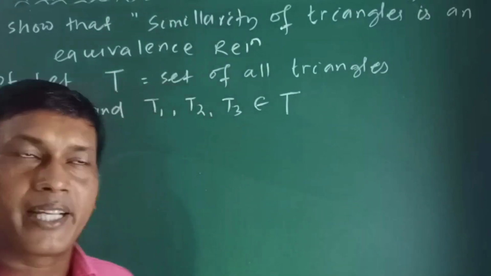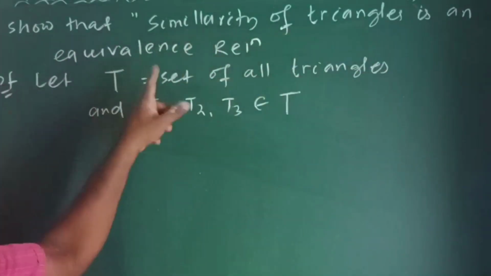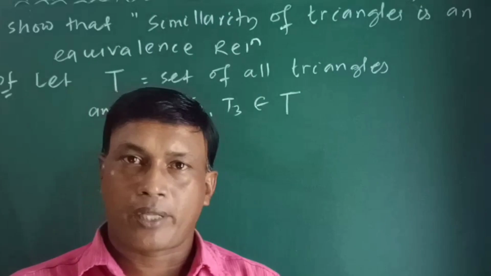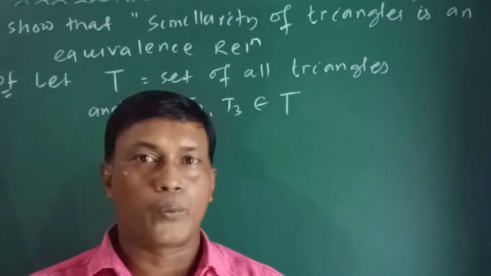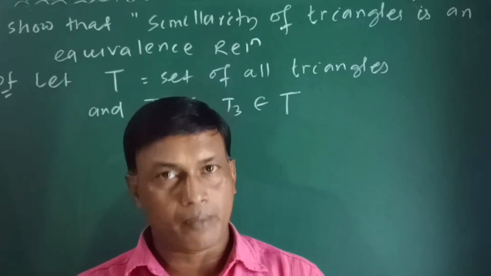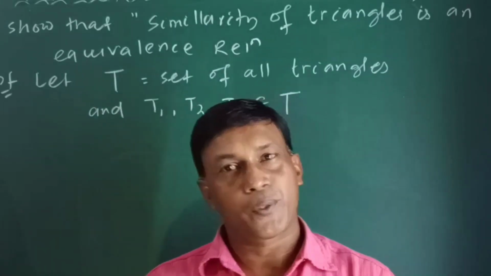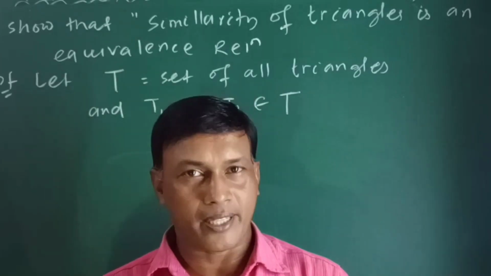One important example: similarity of triangles is an equivalence relation. Similarity of triangles is a relation, but we have to show this relation is an equivalence relation. From the definition of equivalence relation, you know, in order to show it is an equivalence relation, you have to show this is reflexive, symmetric and transitive, right?